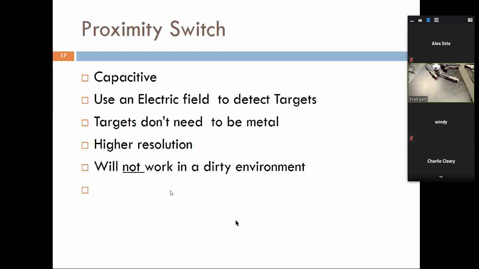The other one is capacitive. So again, using an electronic field to detect the target, it uses capacitance. Now, in this case, the targets don't have to be metal, and that means I can get higher resolution out of it. The only problem with the capacitive one is they don't work in dirty environments. So oil, hydraulic fuel, all those things on it, it's not going to work. It's going to change its capacitance. So capacitive ones have to be a nice, clean environment.